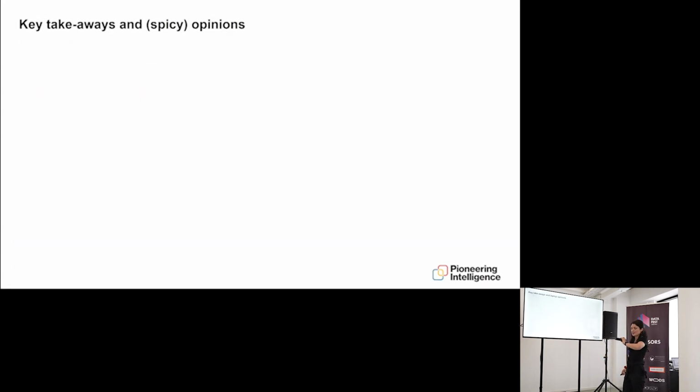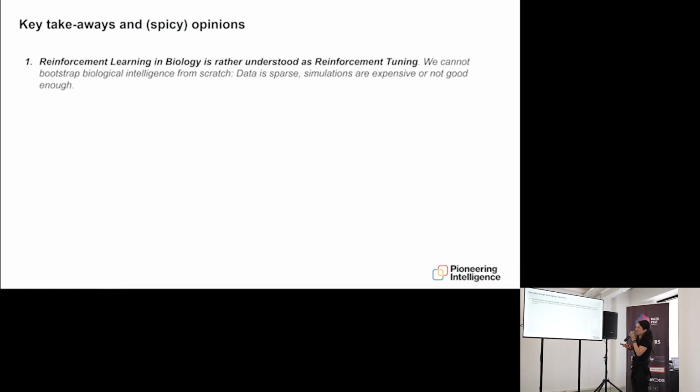And with that, I'm very close to over time. I want to come to my last slide, my key takeaways, and actually they're more like spicy opinions. So first of all, I think reinforcement learning in biology is rather understood as reinforcement tuning. We cannot bootstrap biological intelligence from scratch, because data is sparse and simulations are expensive or not good enough. I don't know if someone went to the neural operator talk from yesterday for the MD simulations. If those were cheap, our problems would be solved. We wouldn't need RL.